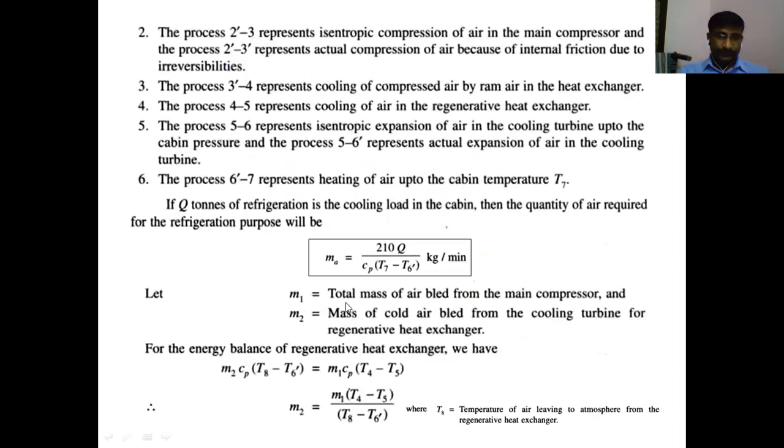This is M1, the total mass of air bled off from the main compressor. M2 is the mass of cold air bled off from the cooling turbine for the regenerative heat exchanger. So Ma plus M2 can be written as M1. For the energy balance of the regenerative heat exchanger, the heat absorbed is M2 Cp (T8 minus T6 dash). What is T8? It is the temperature of the bled off air after the rise. M2 is the mass of bled off air, and Cp is the specific heat. That means this is the heat absorbed by the regenerative air.